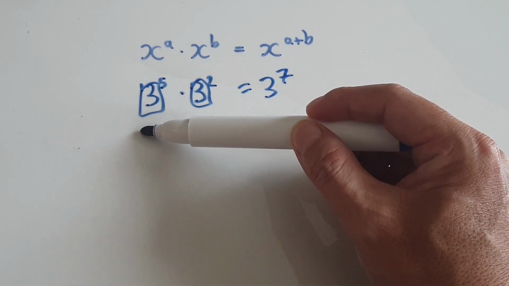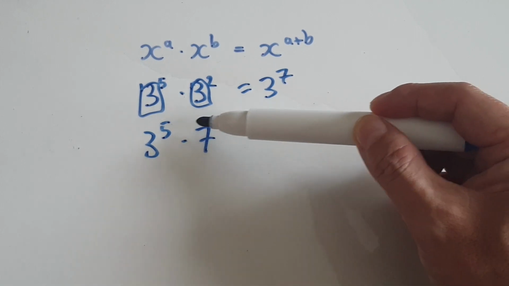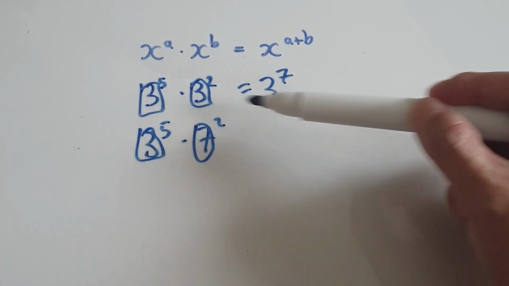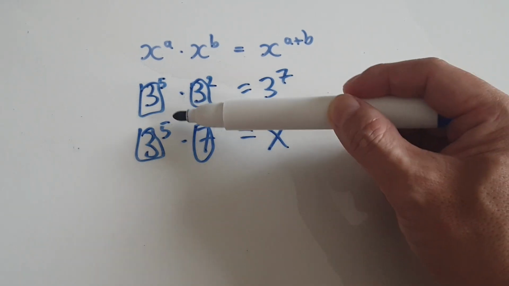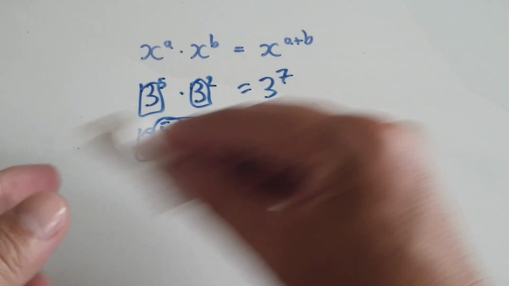But if you have 3 to the power of 5 times, let's say, 7 squared, the two bases are different. And here you can't add them. Here you can't simply add the two indices. Let's try and understand why that's the case.